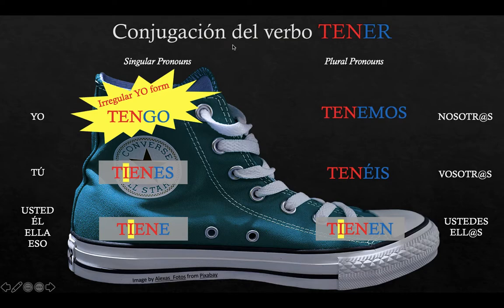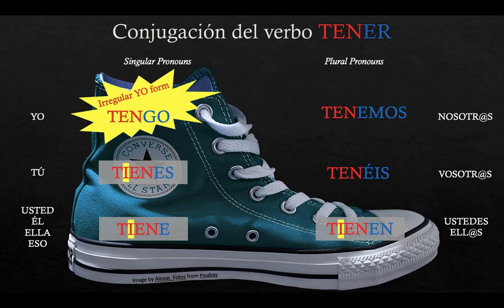Okay, so the verb tener here is going to change in stem for tú, usted, él, ella, eso, ustedes, ellos y ellas, because we are going to add an i after the t, just for these forms inside the shoe, except for yo because it is irregular. It's an irregular yo form, and that's why it's inside the shoe, because it changes somehow. So it's not teno, but tengo. So that's why it's inside the shoe.